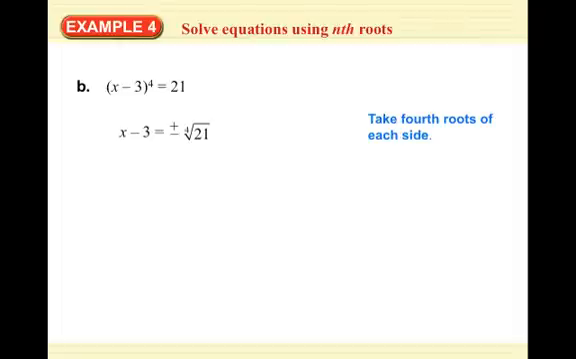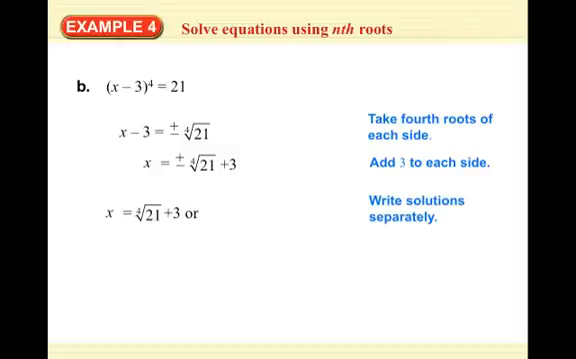So we're going to have x minus 3, because the 4th root of (x minus 3) to the 4th power is just x minus 3. And then on the side that had just the number, we're going to put plus or minus the 4th root of 21. We're going to add 3 to each side. And so we get x equals plus or minus the 4th root of 21, plus 3. And we're going to write the solution separately. So x equals the 4th root of 21 plus 3, or x equals negative 4th root of 21 plus 3.